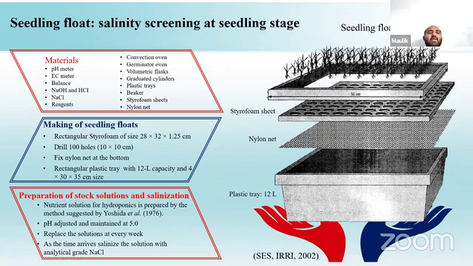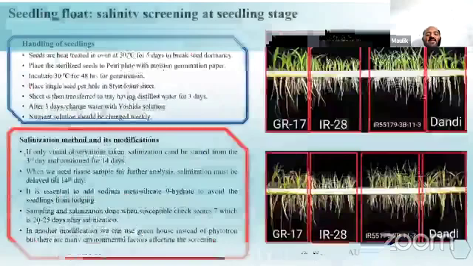Mostly rice is susceptible at two major stages. One is the seedling stage and another is the reproductive stage. So how do we screen our seedlings for salinity tolerance, meaning which genotype is tolerant to salt and which genotype is susceptible to salt. By using this method, we can screen our material.